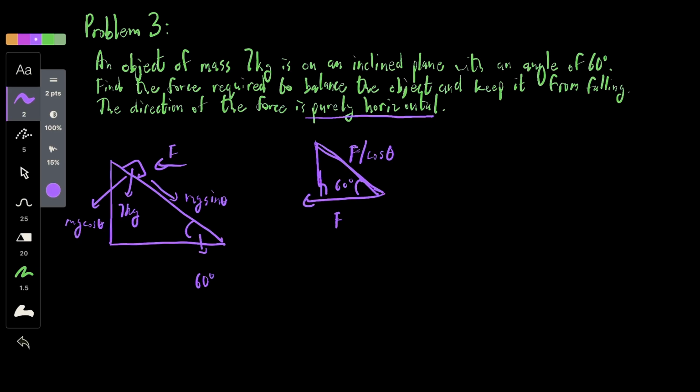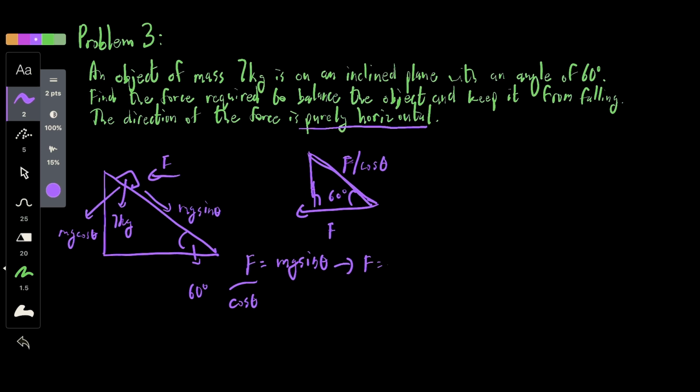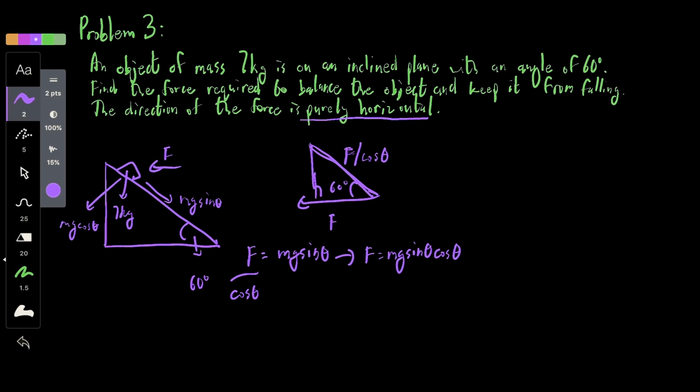And since that's in the same direction as our mg sine theta, and our net force has to be equal to 0, we're going to have F divided by cosine theta is equal to mg sine theta. Then what we have is F is equal to mg sine theta times cosine theta. Now, we have our angle 60 degrees and our mass and our given gravitational acceleration. So, we can plug in the values and solve for F.